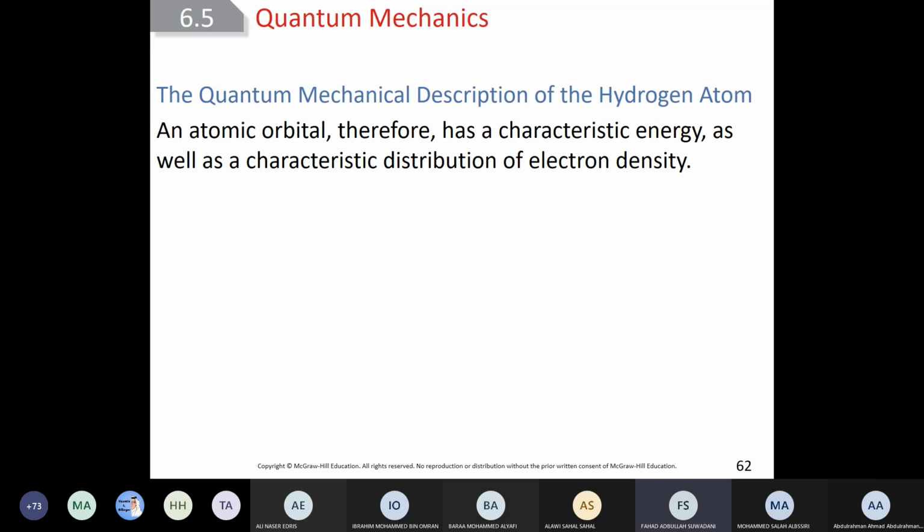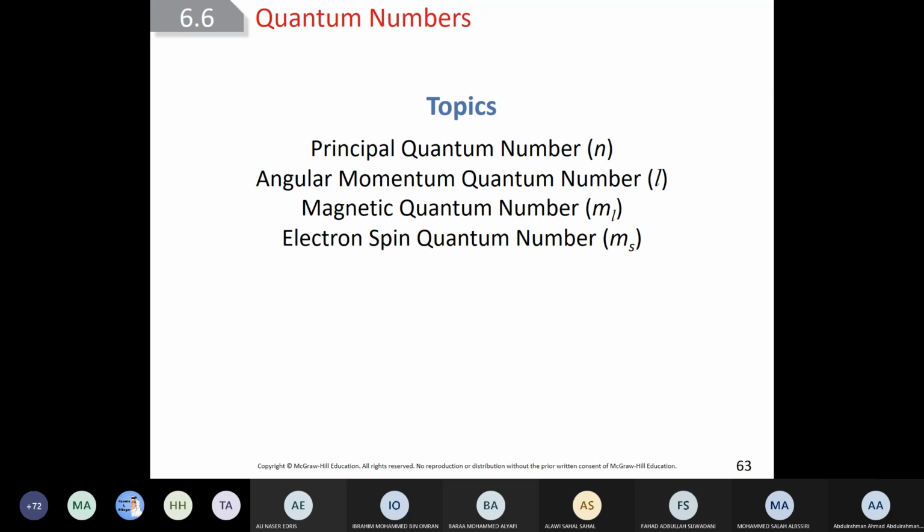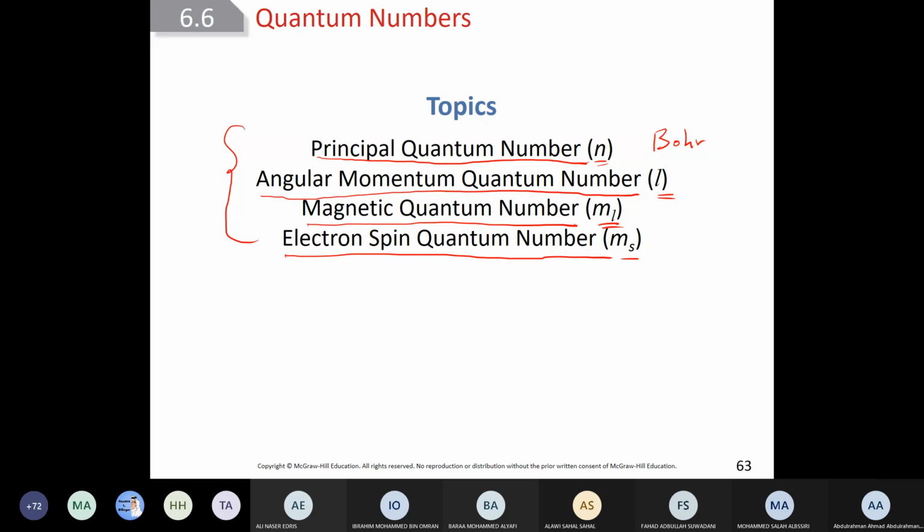After solving the Schrodinger equation, they start having what's called the 4 quantum numbers. I will stop here, but before I stop, I want you to memorize this slide extremely well. You have to know the names: principal quantum number, which we did before by Bohr, then angular momentum quantum number, L, magnetic quantum number, ML, and electron spin quantum number, MS.